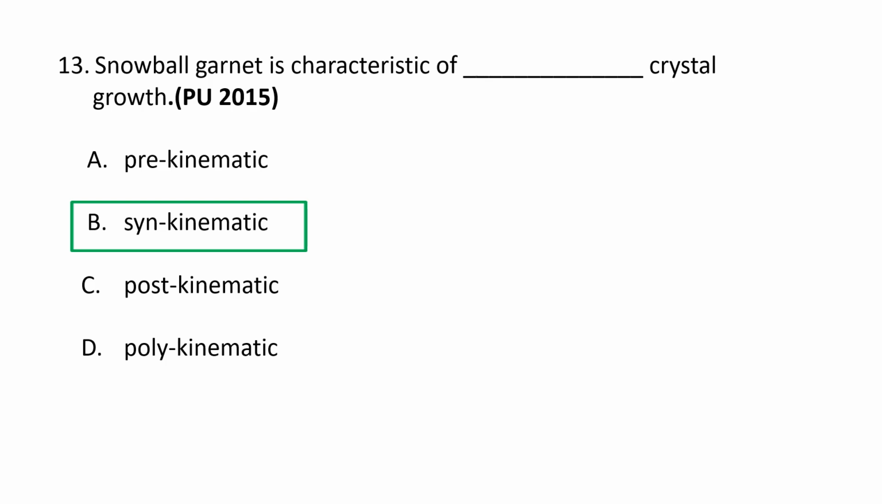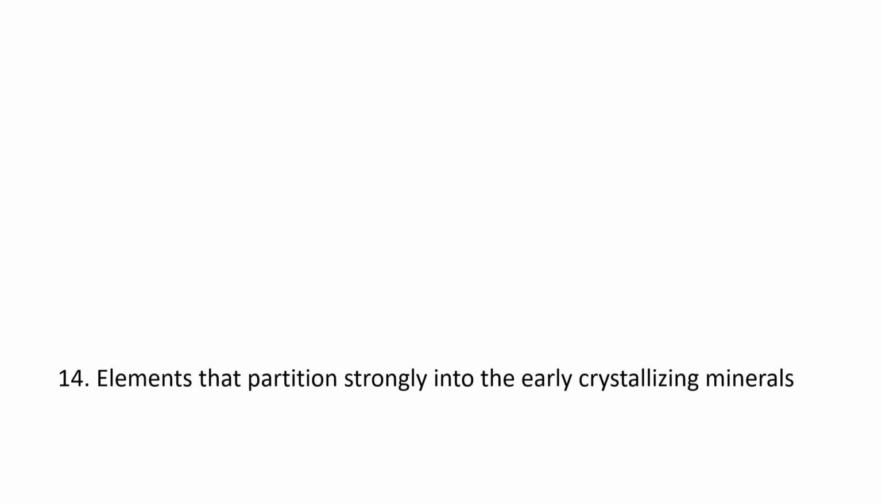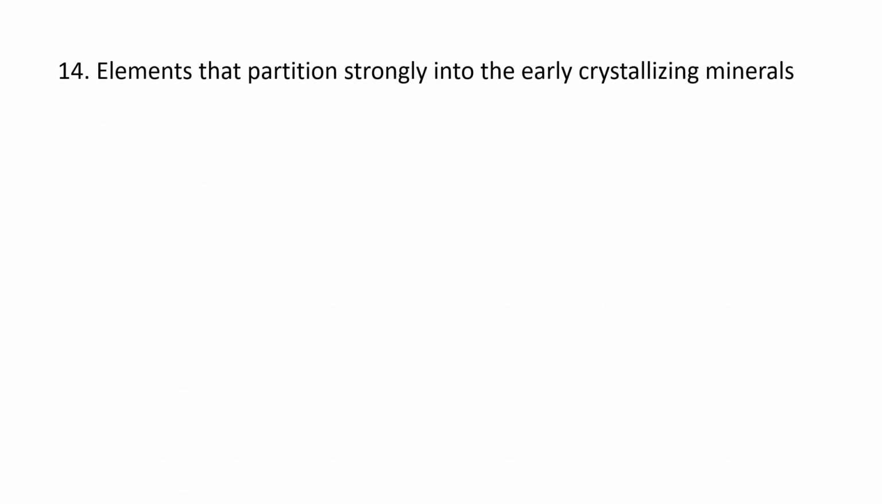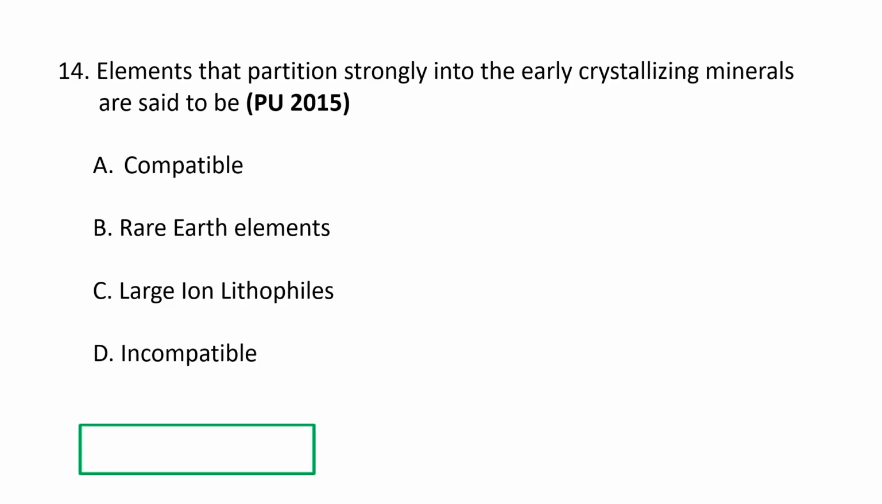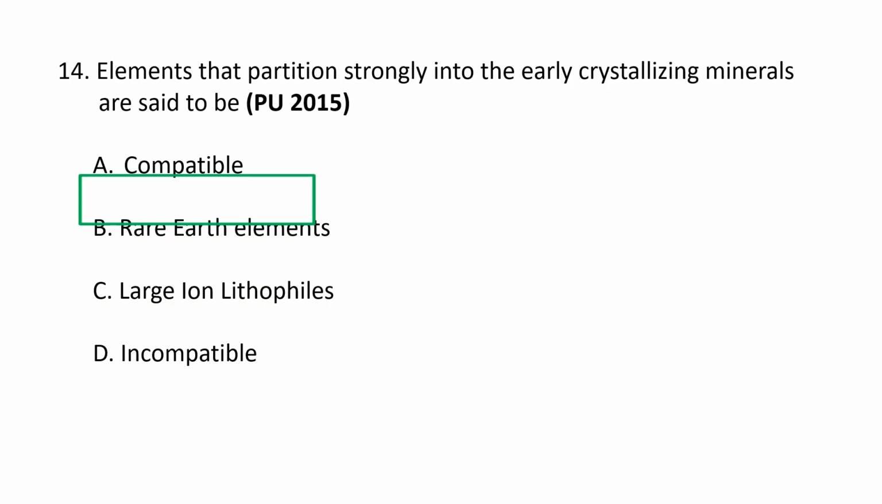crystal growth. Next question. Elements that partition strongly into the early crystallizing minerals are said to be A. Compatible, B. Rare earth element, C. Large ion lithophiles, D. Incompatible. Elements that partition strongly into the early crystallizing minerals are said to be compatible. Compatible elements are those that easily integrate into the crystal lattice of the early forming minerals during the cooling of magma. So A. Compatible is the correct option.